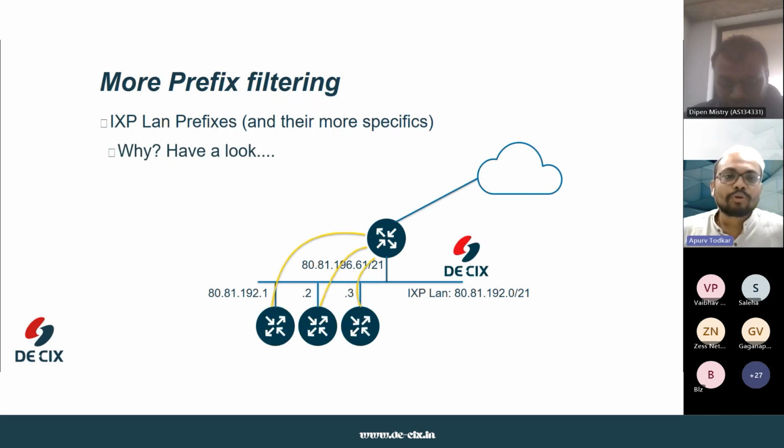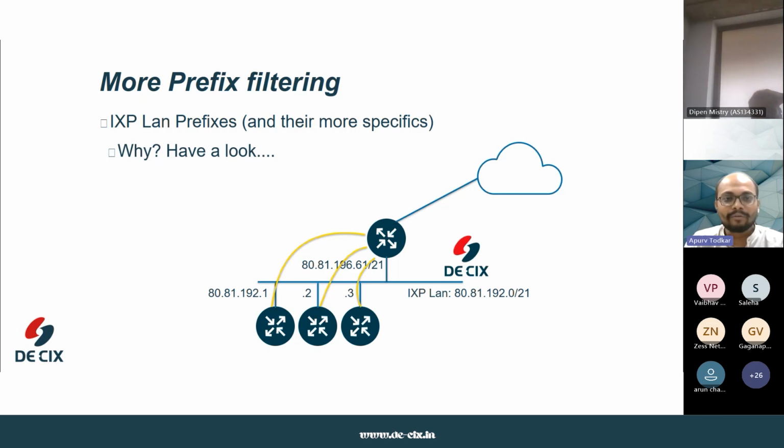Another thing that you should filter out, which might not be obvious, is the internet exchange point LAN prefixes. You don't want to receive these LAN prefixes, or more specific routes of them, via BGP. Let me explain why with an example. Take the network 80.81.196.61/21 that you can see over here, which is peering with the other ISPs on the /21 range. This network is a part of the DE-CIX Frankfurt LAN, and now imagine your router receives a more specific prefix for this network via BGP, like you can see here.